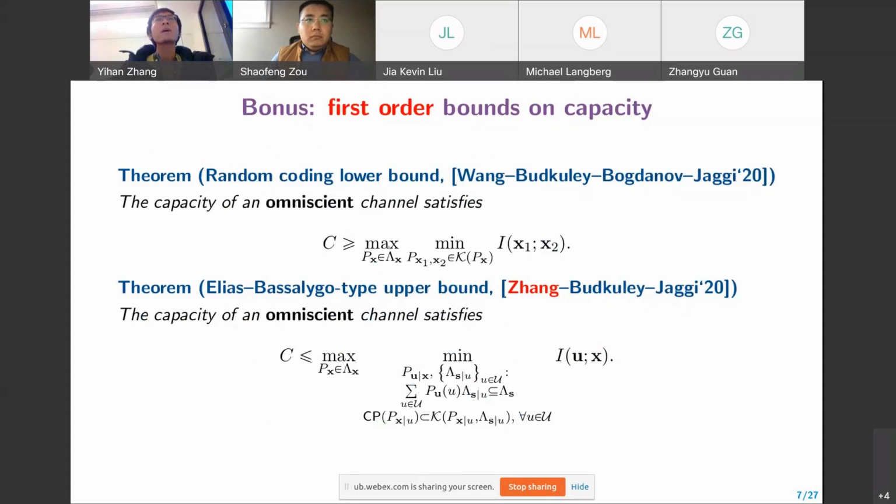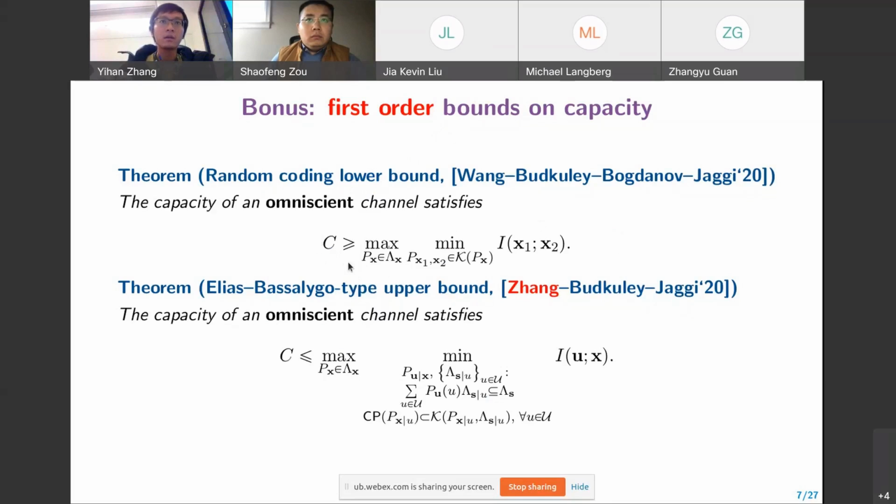So what I have just mentioned is the zeroth order characterization of the capacity of the channel. But in fact, it goes beyond that. We can also get some first order bounds on the capacity itself. We can get lower bounds using random coding with expurgation. And we can also get some Elias-Bassalygo type bound using some combinatorial techniques. But you don't have to know any of these things, you don't even need to read these formulas. I just want to show you that first order bounds are actually possible.